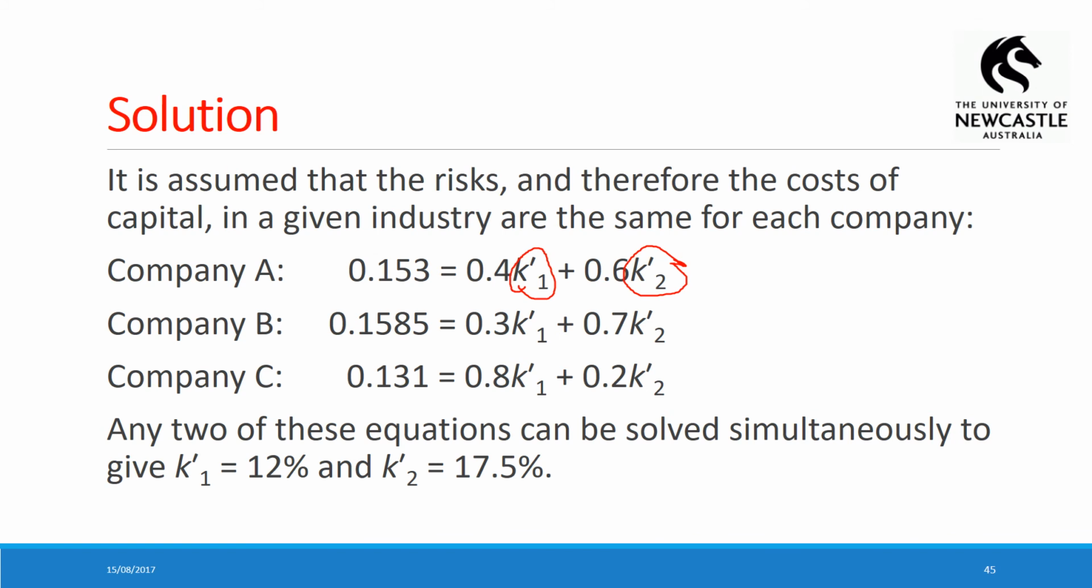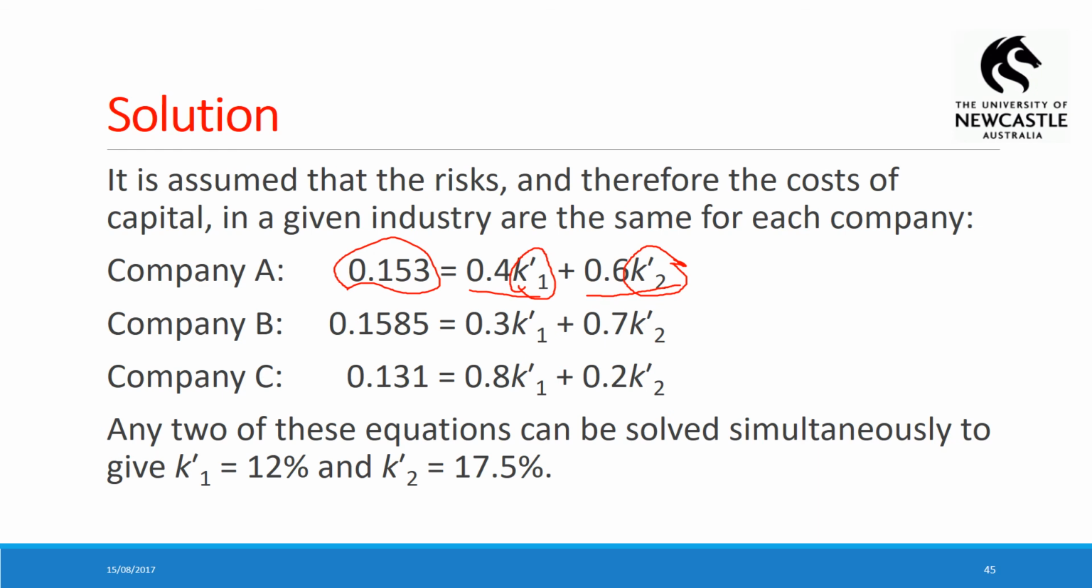So given equation 14.11 from the previous slide, we know that the total cost of capital for the company would be equal to the weighted average cost of capital for each division. So for company A, this is the total cost of capital. Company A has 40% in industry 1, so this is the weighted cost of capital for industry 1. And we have 60% in industry 2, right? So this is the cost of capital for industry 2.